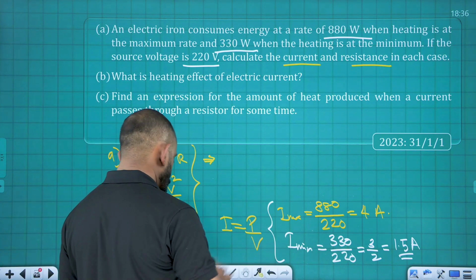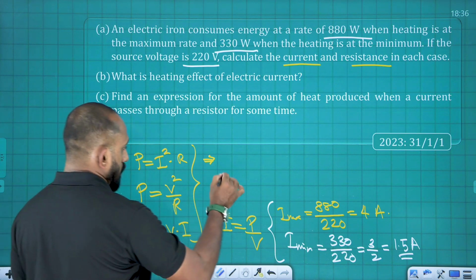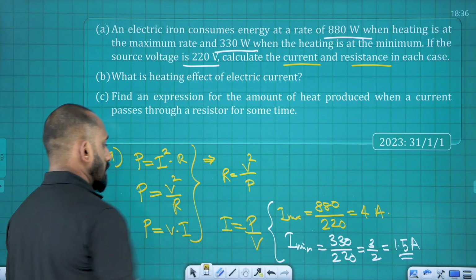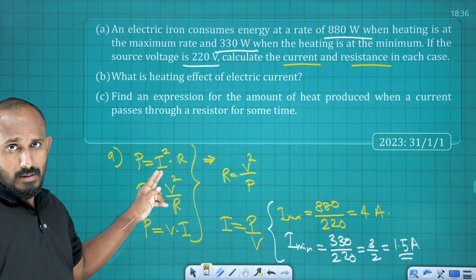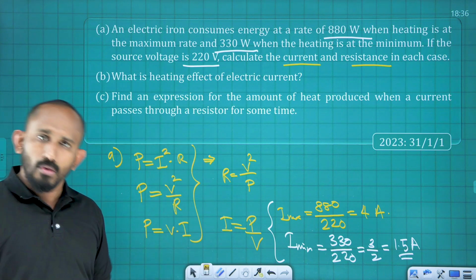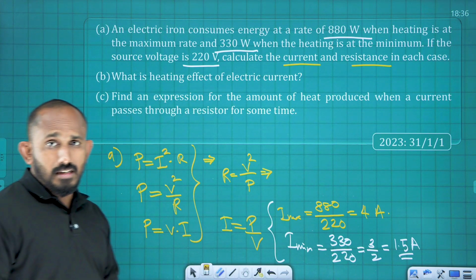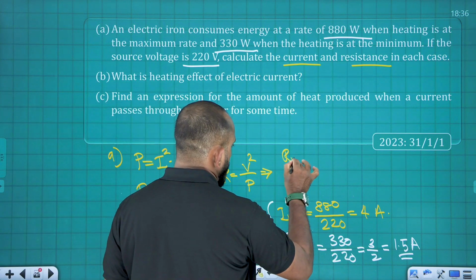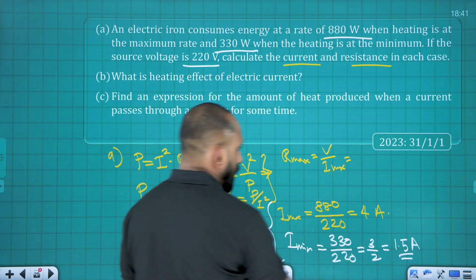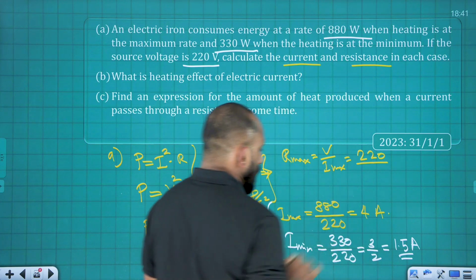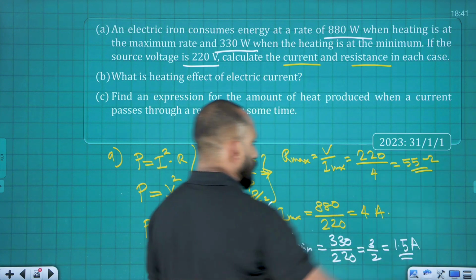Now, in both cases, what is the resistance you have to find out? For resistance, we can use this equation. R is equal to V square by P. Rewrite this equation, V square by P. Or you can use this equation also, P by I square. Both cases you can use it. So R max will be equal to V by I max if you use it. V is how much? 220 divided by maximum current, which is 4. That is equal to 55 ohm is the resistance. Maximum.